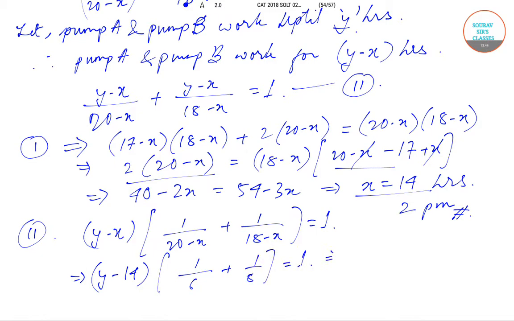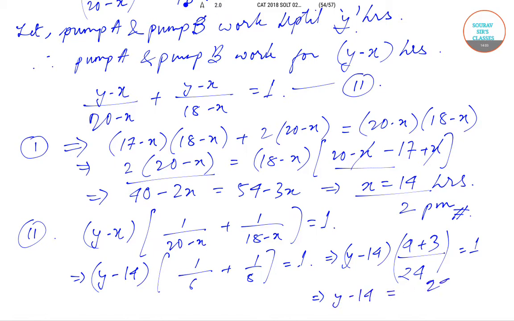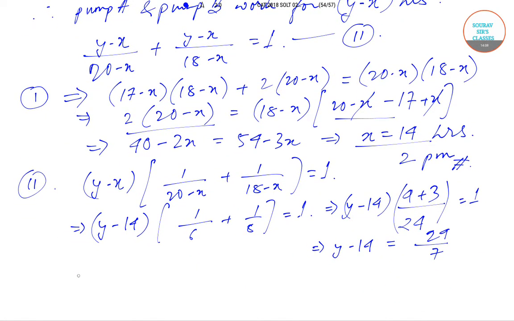So this gives us, if we take y minus 14, the LCM will be 24 over here, so 4 plus 3, and this is equal to 1. So this gives us that y minus 14 is equal to 24 by 7, and this gives us that y is equal to 14 plus 24 by 7.